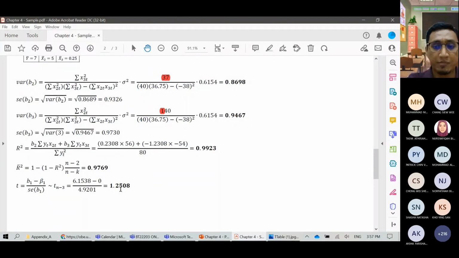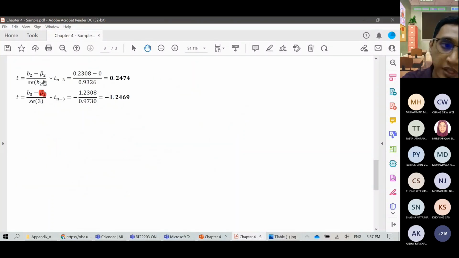Okay, so we identified that B1 is not significant in explaining the dependent variable because the t-statistic is smaller than the t-critical. We only reject if the t-statistic is larger than the t-critical. Remember that. We do the same for B2. We know that B2's t-statistic is 0.2474.